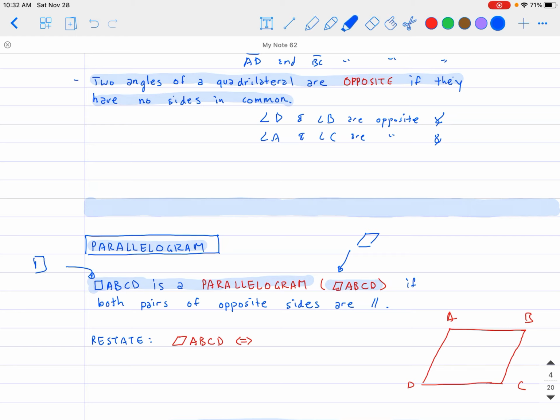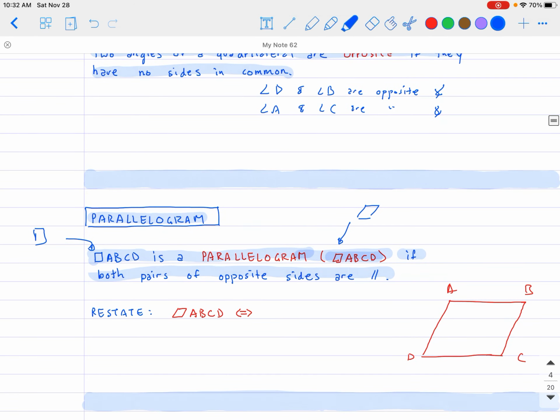Nonetheless, we say that ABCD is a parallelogram if the following is true. This is by definition: both pairs of opposite sides are parallel to each other. So as a restatement, as you can see in the picture on the right-hand side, there we have an example of a parallelogram.